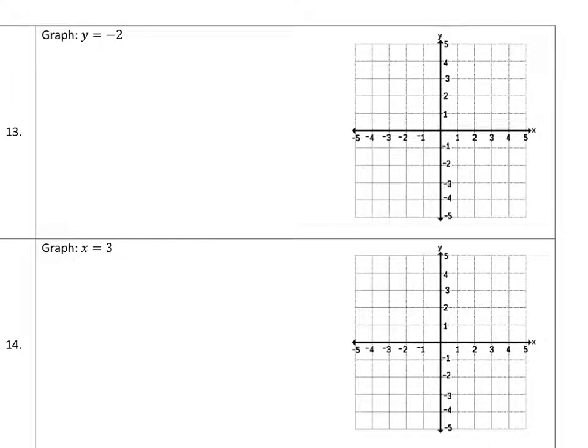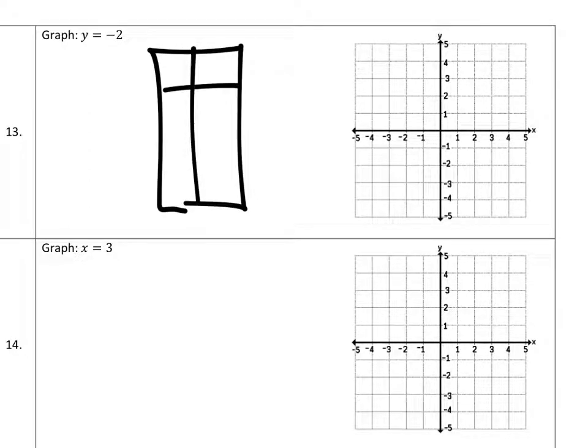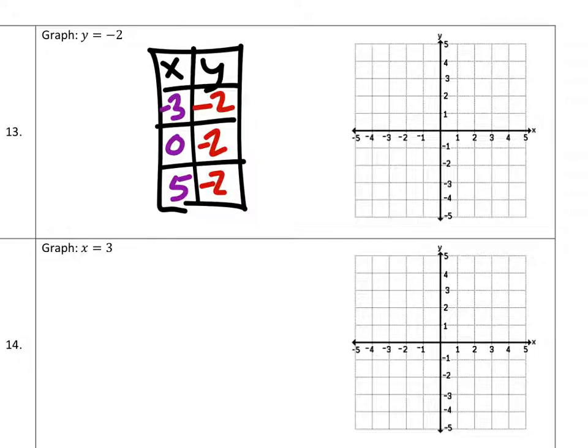Alright, so let's start with 13. And we will make a table. We only need 3 values on this thing. Now it did tell us y is -2, so let's just put those in there right now. We just get to choose the values of x. So maybe you want x to be -3 or 0 or 5. I don't know. It's really up to you. So let's put these points on then. So I got -3, -2, 0, -2, and then 5, -2.